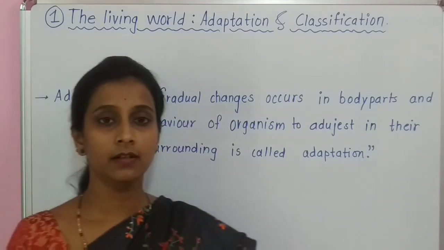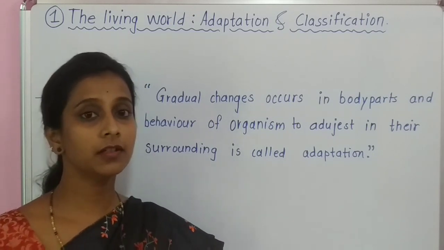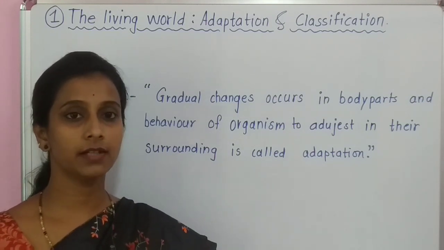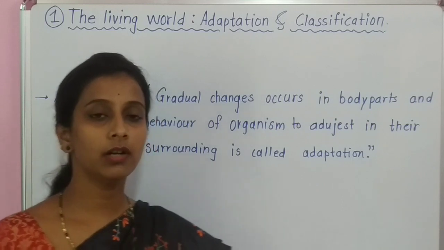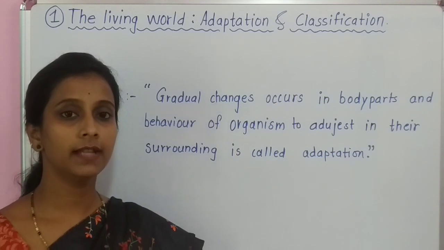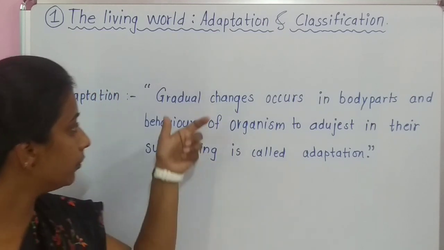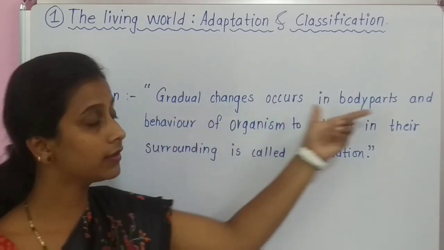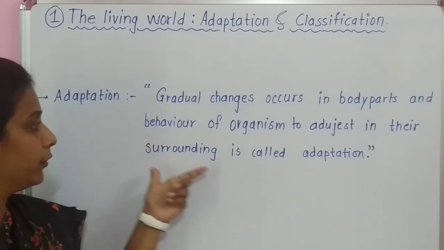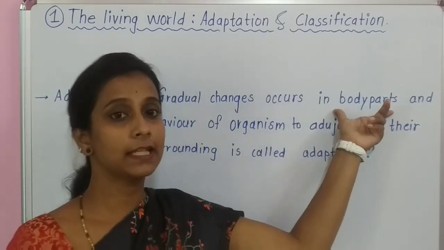Let's take an example of a plant. We know desert plants bear spines on their stems and leaves. To avoid large scale evaporation, these desert plants bear spines on their bodies. This is the change that occurs in the body part of the plant due to adaptation to survive in desert conditions. In this way, the body parts change.